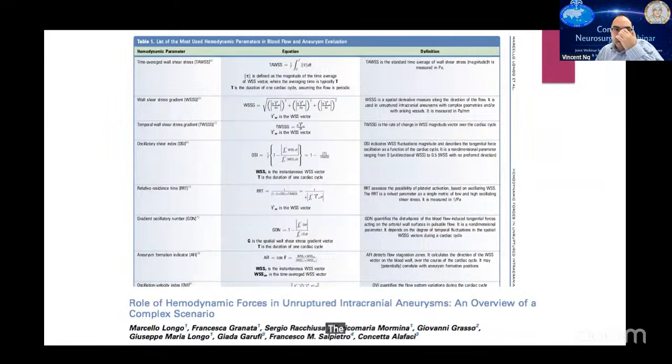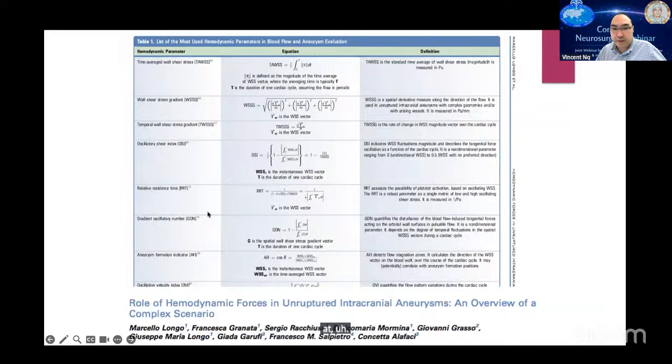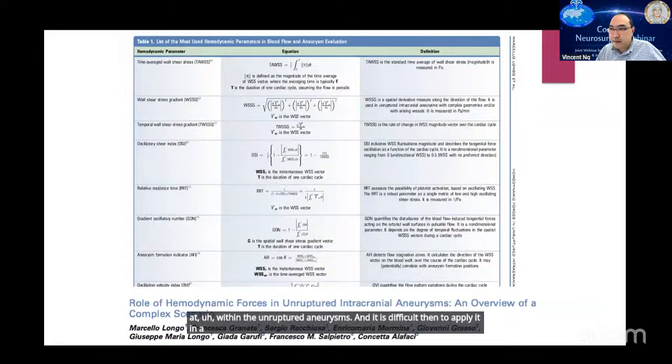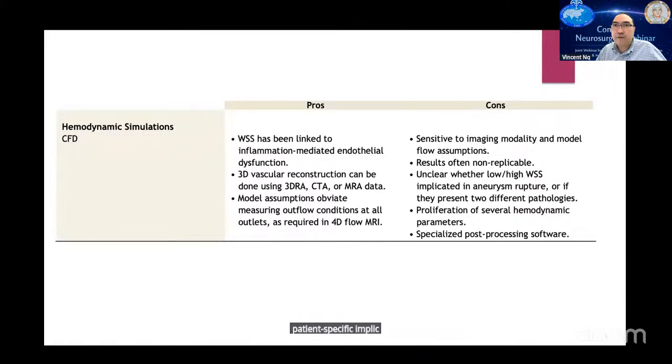The trouble with CFD is that it is highly technical, and you do need a very well-trained physicist behind it to be able to work out the complete modeling. There's a whole range of factors that you can look at within unruptured aneurysms, and it is difficult to apply in a full manner. At this moment it is still difficult for it to be commercially available, because you need to understand the patient-specific implications of the CFD.